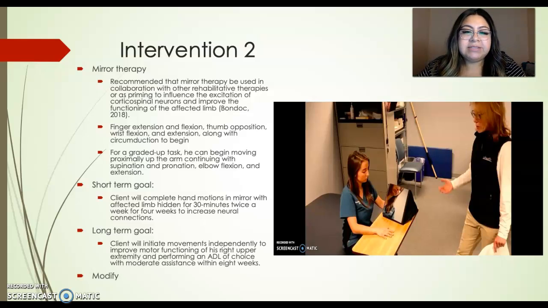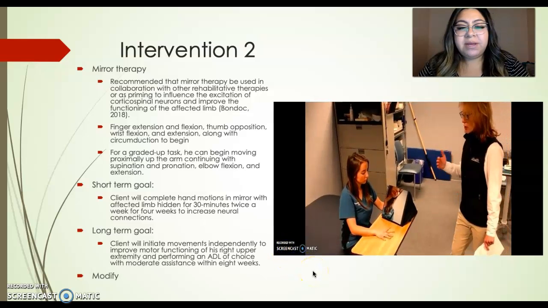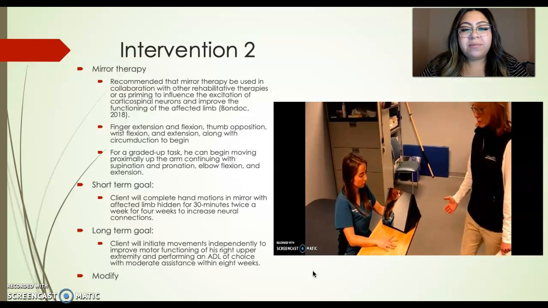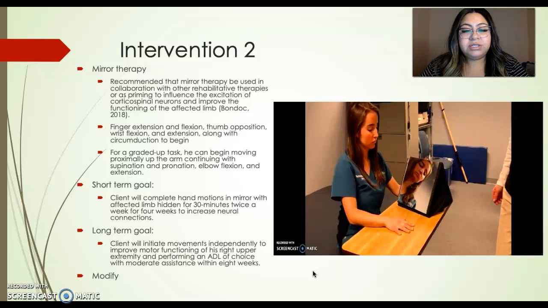To grade this task up, he will begin moving proximally up the limb. So instead of just having him do wrist down, we will have him also do supination and pronation of the forearm, elbow flexion, and elbow extension. The short-term goal for Ben is that he will complete hand motions in a mirror with the affected limb hidden for about 30 minutes twice a week for 4 weeks to increase neural connections.